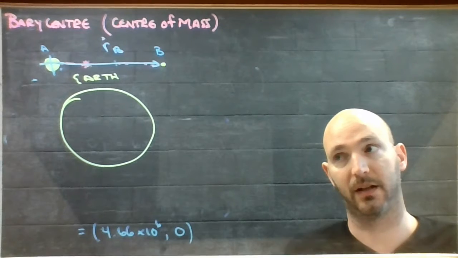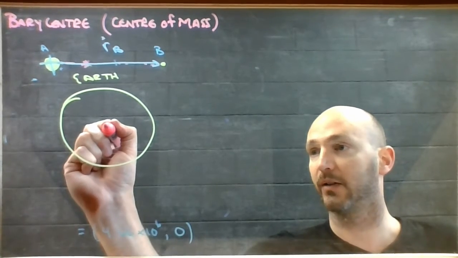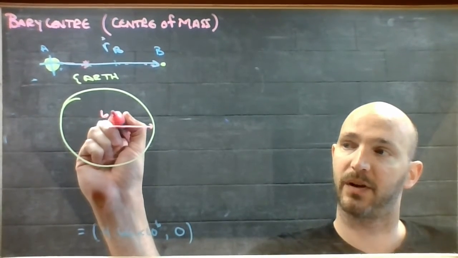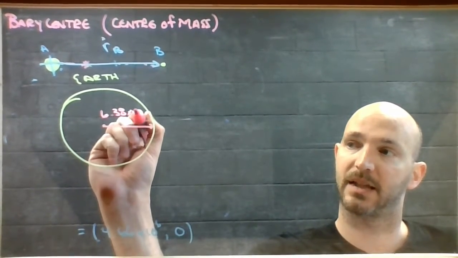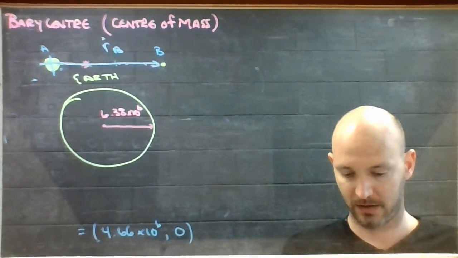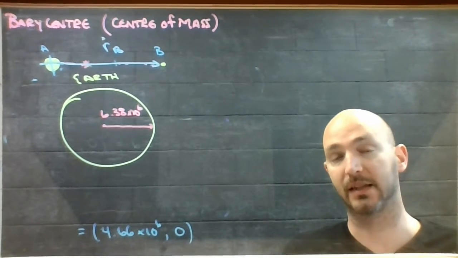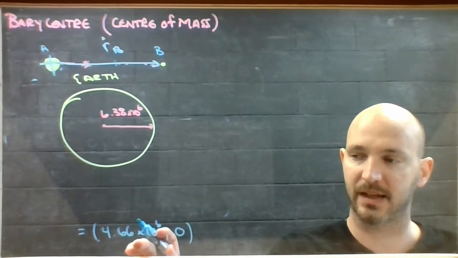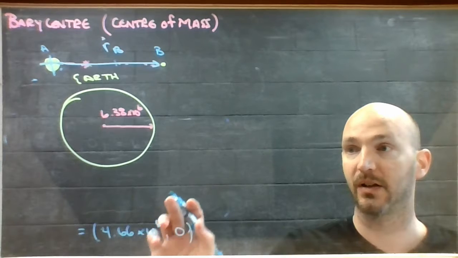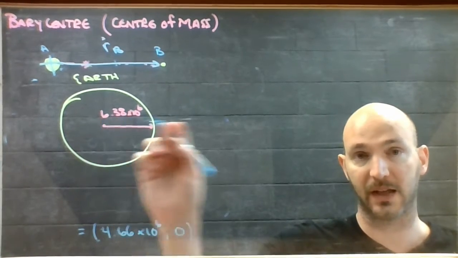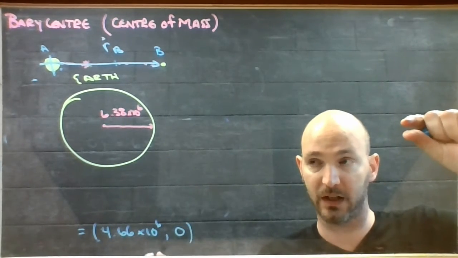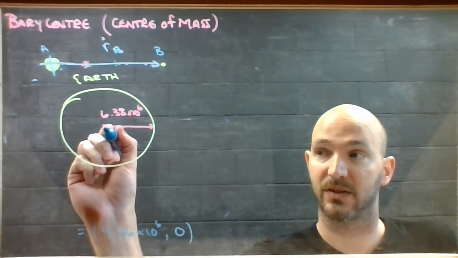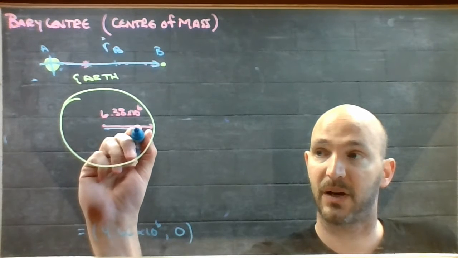Okay, so the thing that I would like to point out to you is that the Earth has a radius of 6.38 times 10 to the 6 meters. And what we've just calculated is that the center of the Earth-Moon system is located 4.66 times 10 to the 6 meters from the center of the Earth in the direction of the Moon. So if the Moon is over here, 4.66 times 10 to the 6 to scale is about 2/3 of the way.